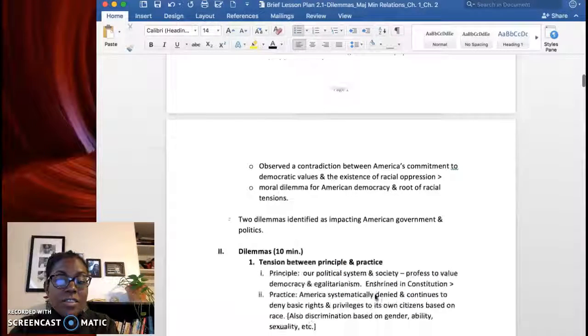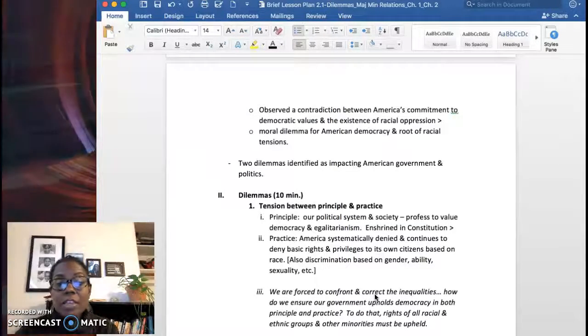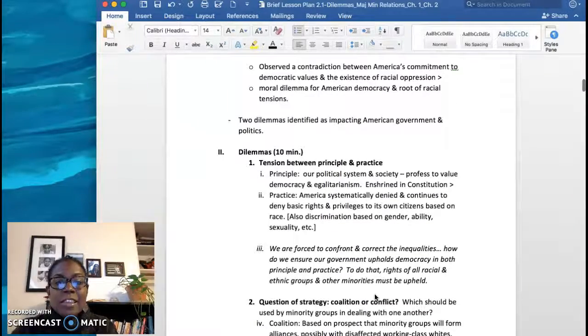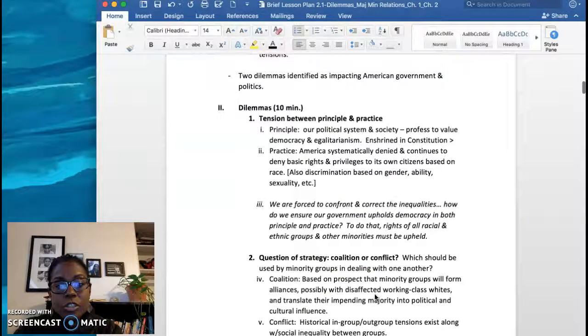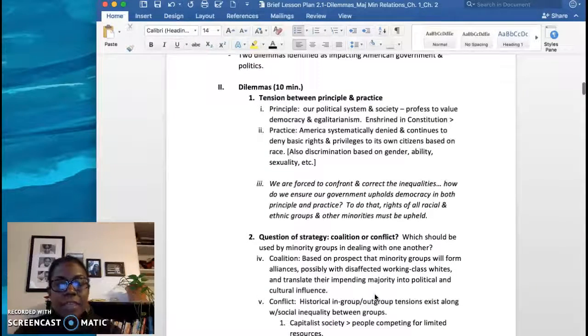But he also saw that there's a contradiction between this commitment to democratic values and equality and the existence of racial oppression. So he called it a moral dilemma for American democracy, and he felt that this was going to be the root of tensions going forward if America didn't address it. As you can see, these are just a couple of examples of early scholarship upon which the McLean and Stewart scholarship is based.